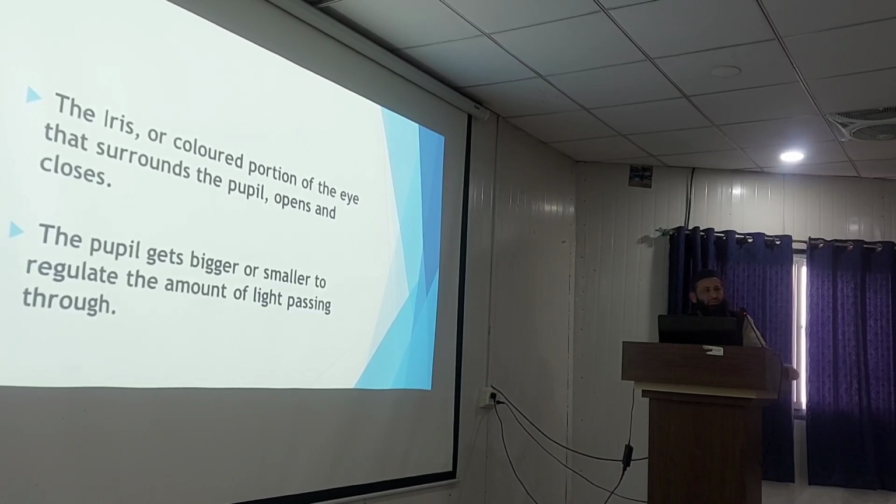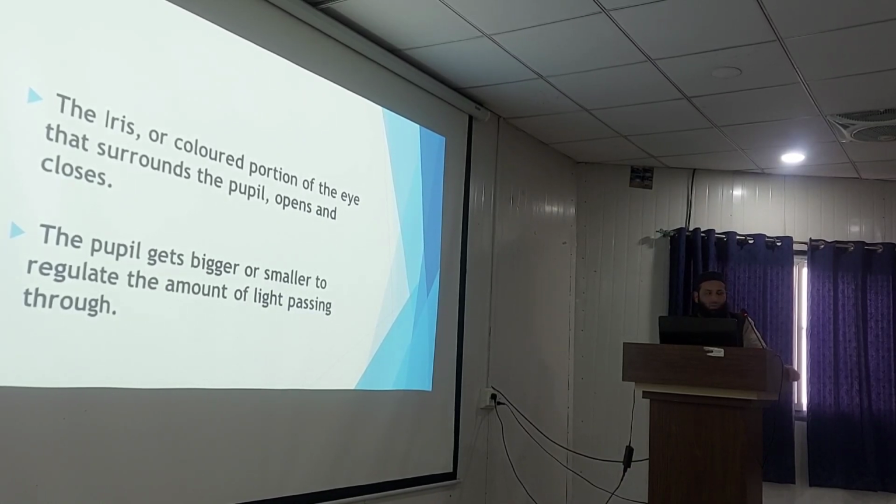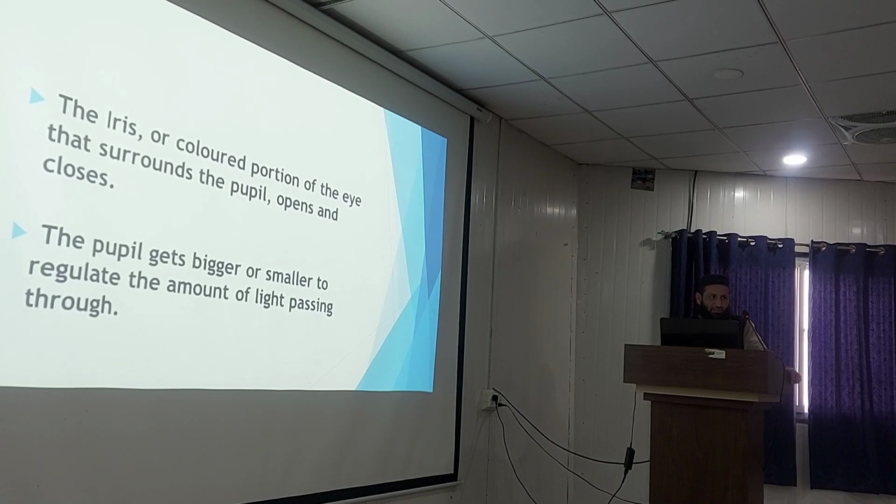basically it is an aperture which constricts and dilates, and its constriction and dilatation permits the light required to be transmitted from the retina to the brain. So this is the first opening, and what passes through the pupil? Light passes through the pupil.